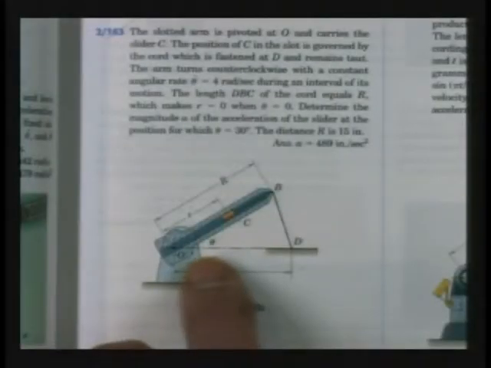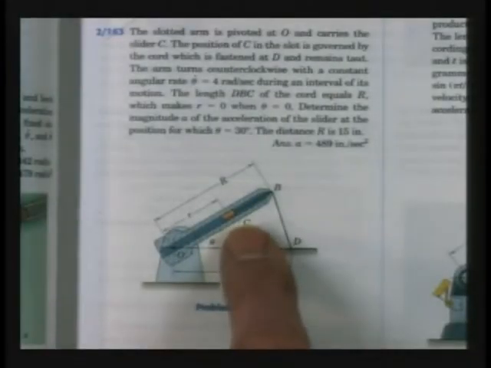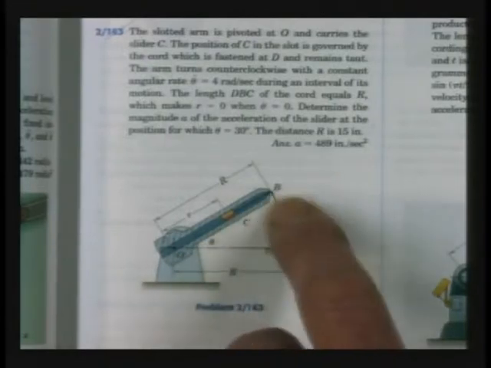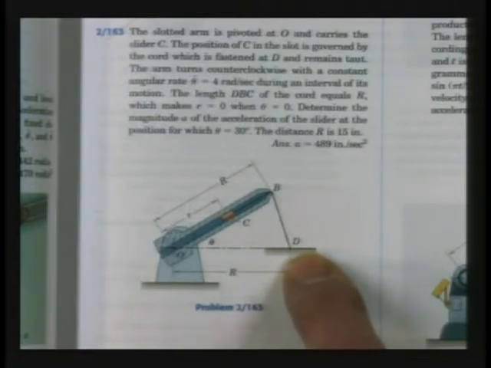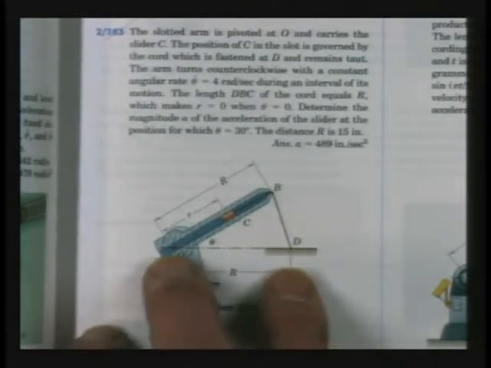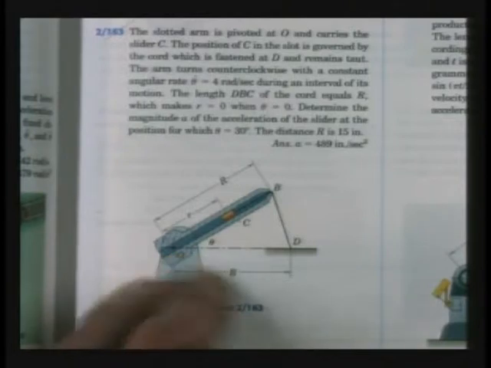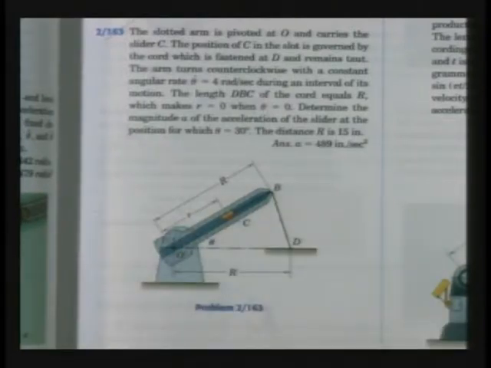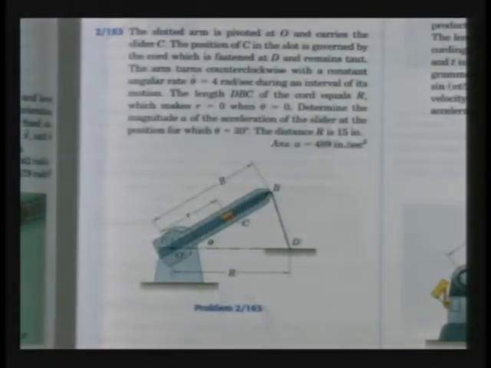So what we have here is a slug that's inside this tube, hooked to a cord that's fixed down here at D. Then this arm with the tube is rotating upward, and it's pulling the slug up through the tube, right? And these problems are in the section on normal tangential still. This is polar. Oh, this is the polar section, okay.